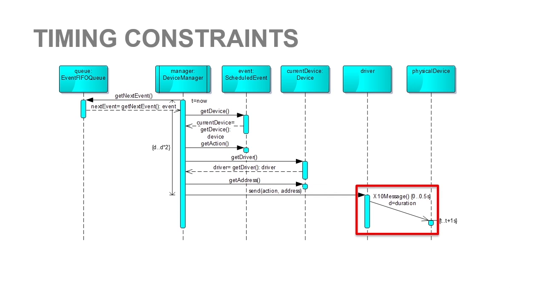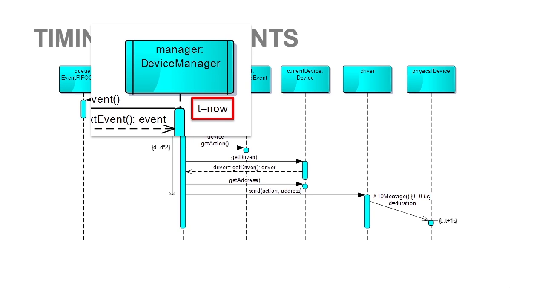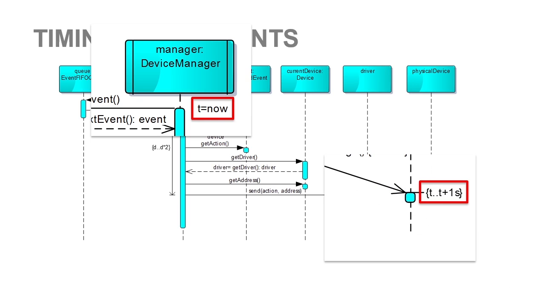This diagram shows a timing observation, t equals now, on the device manager lifeline, and a timing constraint on the physical device lifeline to show that the time at that point must be no later than t plus 1 second. If we zoom into these, you can see the notation. Firstly, of the observation, t equals now. Secondly, of the constraint, in braces, t plus 1 second.